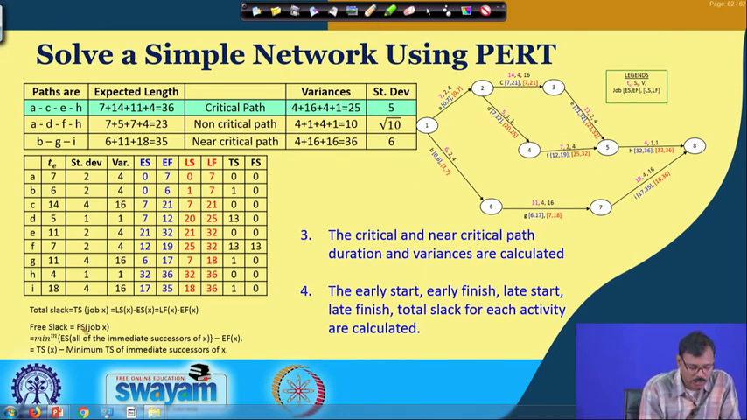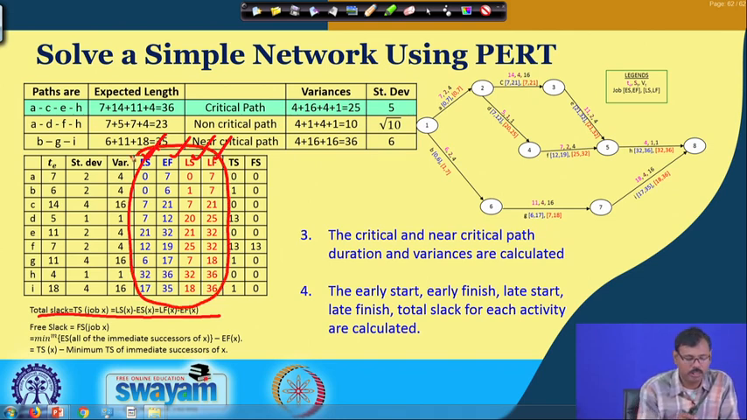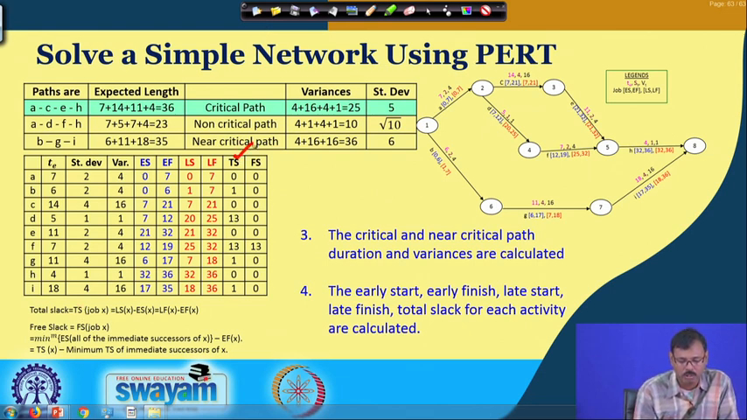So, this formula is given for total slack. Early start, early finish, late start, and late finish are computed for each and every activity. Their mean times, standard deviations, and variances are given, and late start and late finish are also given, and considering those, the total slack is also decided.